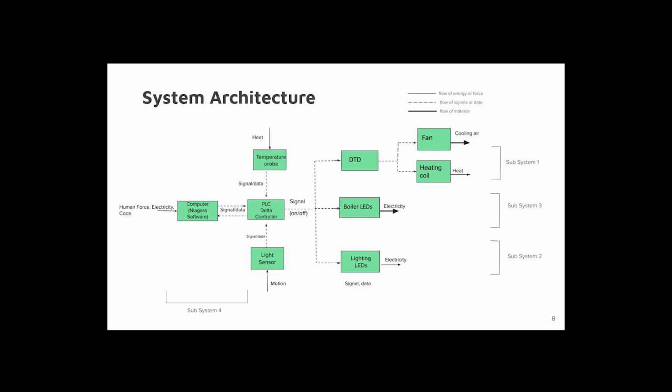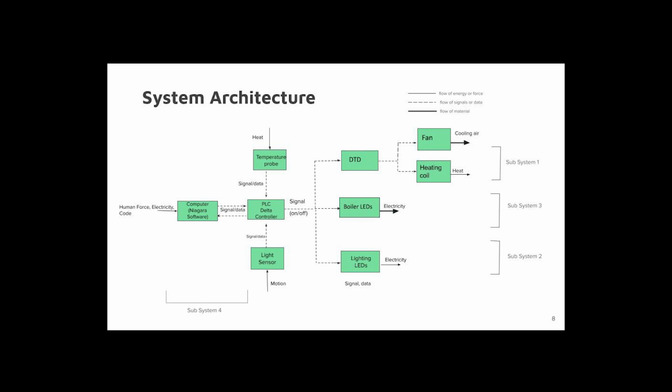So this is our system architecture. First, we have our HVAC system, which is subsystem 1. It starts with the temperature probe with heat going in and it's sending signal to the PLC. The PLC sends it back to the computer for it to gain a troubleshooting scenario. And the computer sends it back to the PLC, which then signals the DTD to turn the fan or the heating coil on or off.